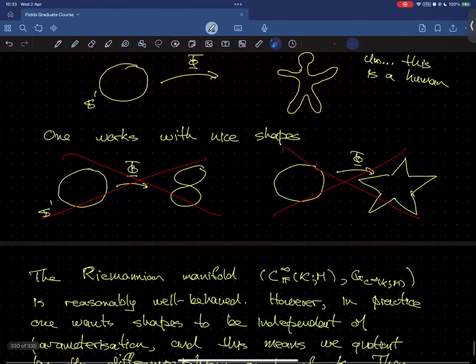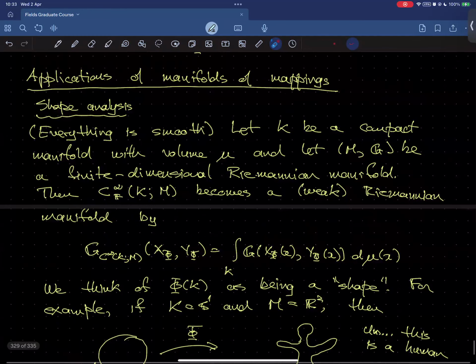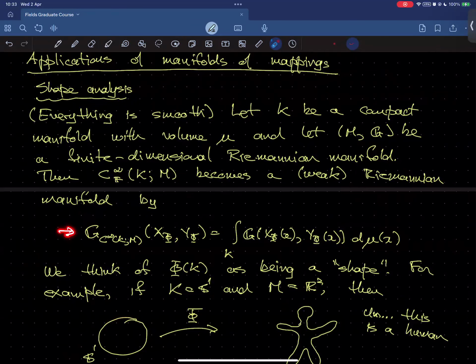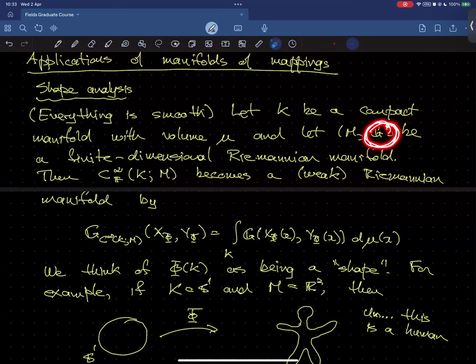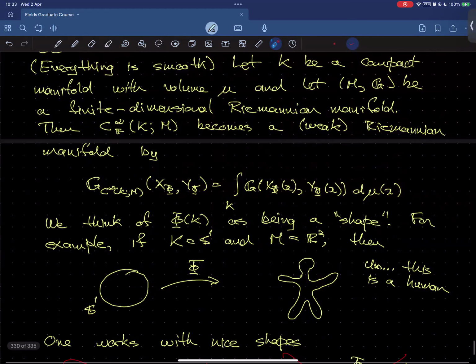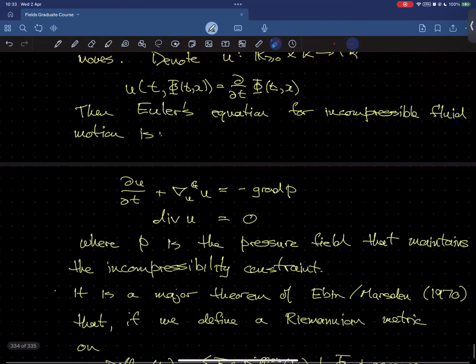So when I had shape analysis, I defined this Riemannian metric, and this needed a Riemannian metric on M. So remember, K and M here are the same. K is a Riemannian manifold, so that's where G comes from. So I need that. And then I also have a volume form here, but it turns out on a Riemannian manifold, well, an orientable Riemannian manifold, there's always a volume form. So a Riemannian manifold also defines mu.